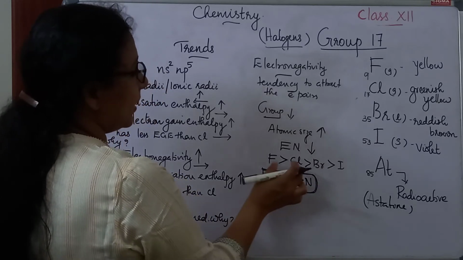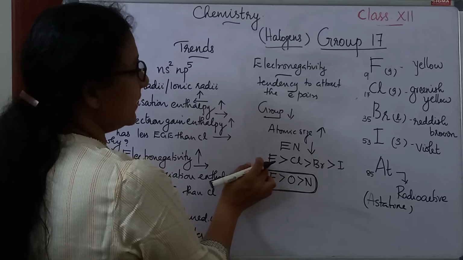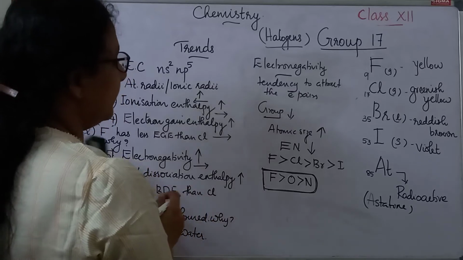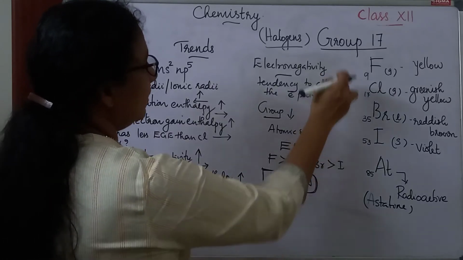But in this group, fluorine is the most electronegative element. Then this is the order: fluorine, chlorine, bromine, and iodine. So this is the electronegativity trend in the group.